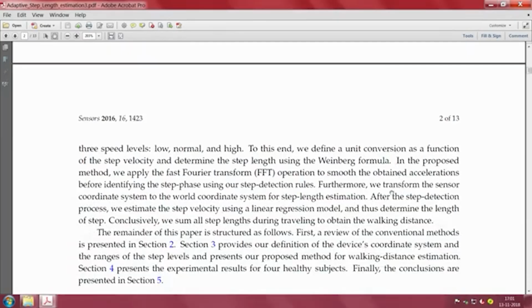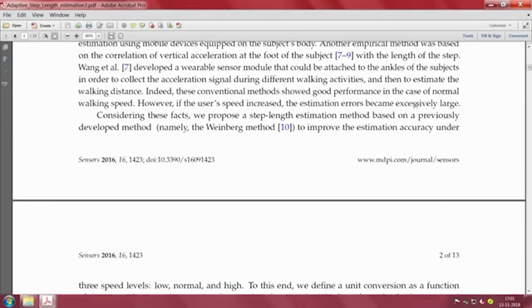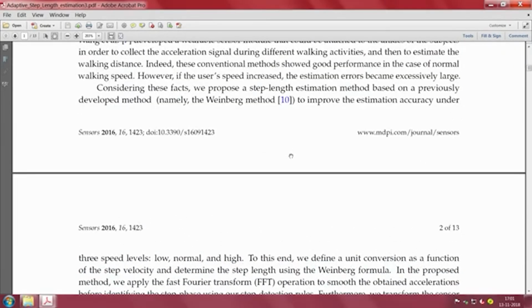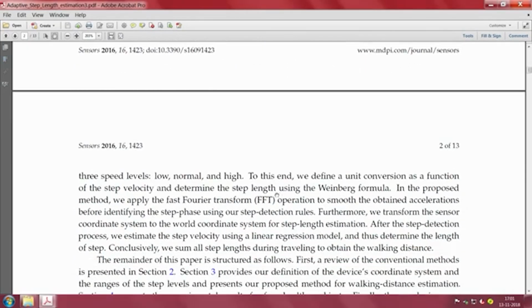So then they talk about the step length there. To this end, considering these facts, we propose a step length estimation method based on the previously developed method to improve the estimation accuracy under the 3 speed levels of low, normal and high. Essentially it is also using the Weinberg expression and improving upon the Weinberg expression.